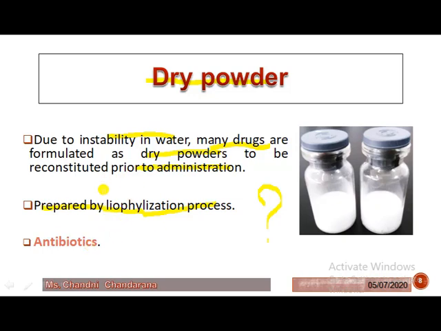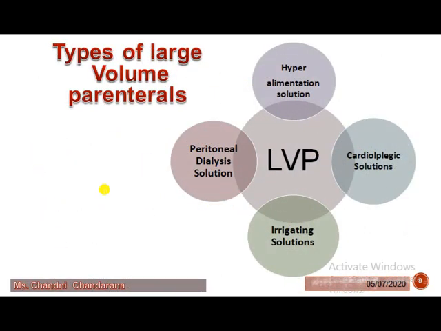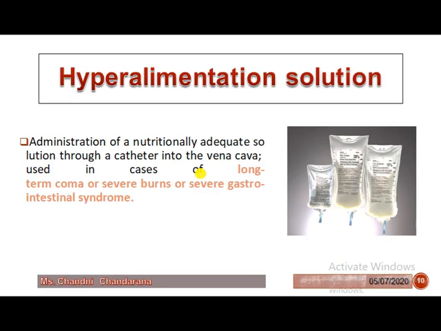Now this is all about small volume parenterals. Now we will move toward the types of large volume parenterals. The first one is hyperalimentation solution, then cardioplegic solutions, irrigating solutions, and peritoneal dialysis solution. Now we will see them one by one in detail.